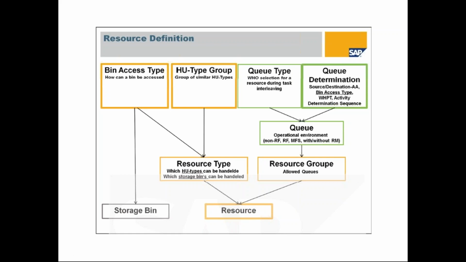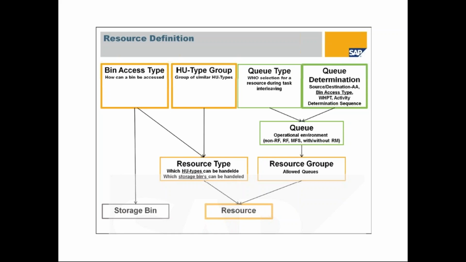Now, how is this queue execution? Now, coming to the resources, I need to differentiate their characteristics. That is in the form of resource type.